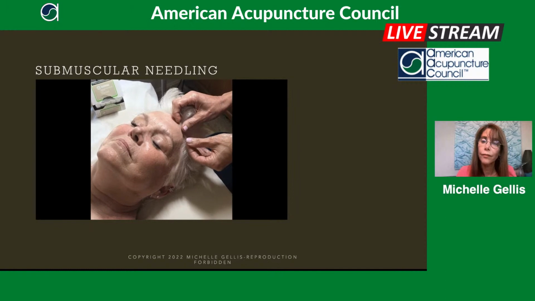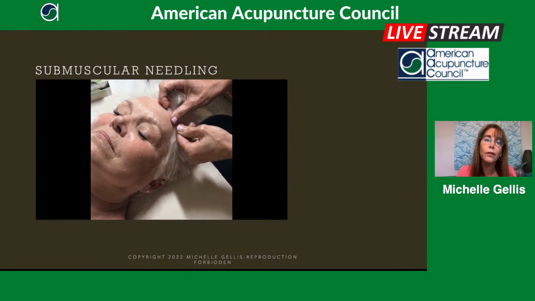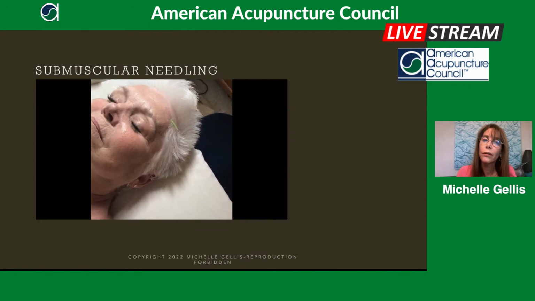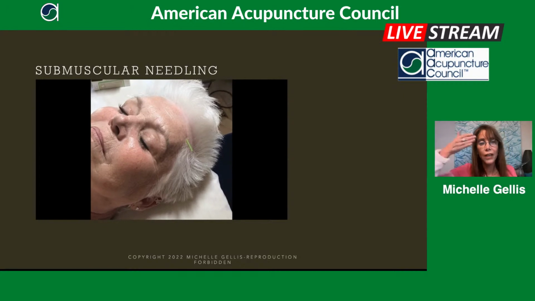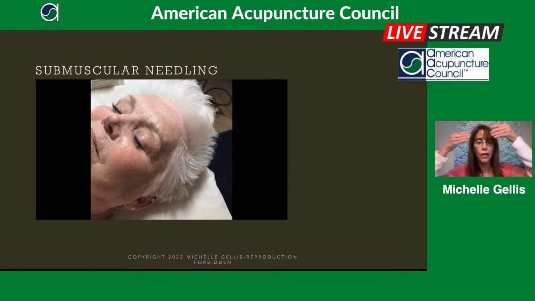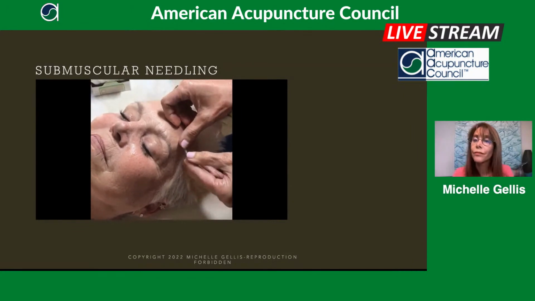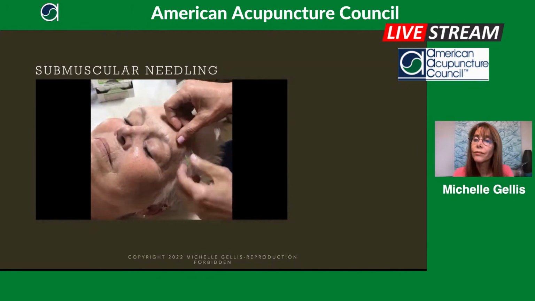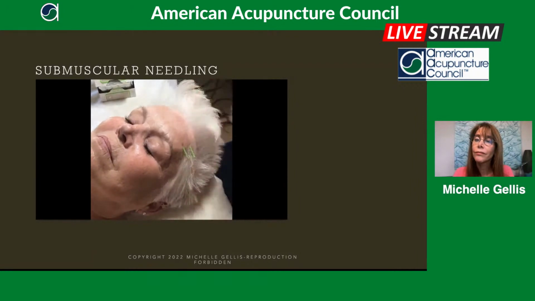And typically what I do is I will put in usually 3 needles. And then you get right underneath the muscle on either lateral edge, side. And I will put in 2 needles on the medial side.